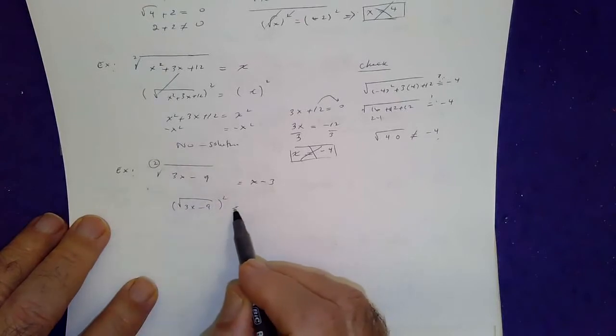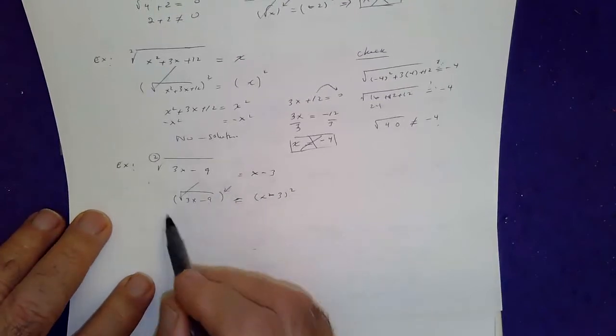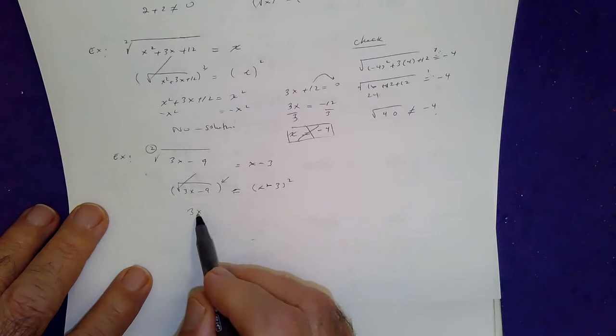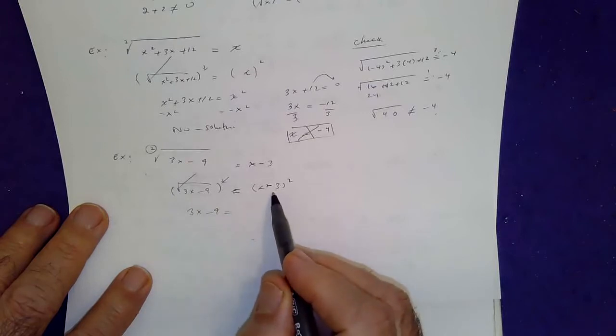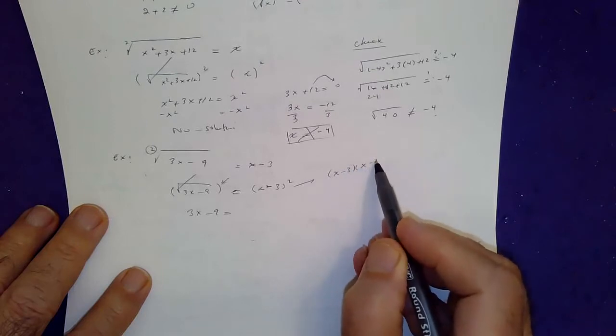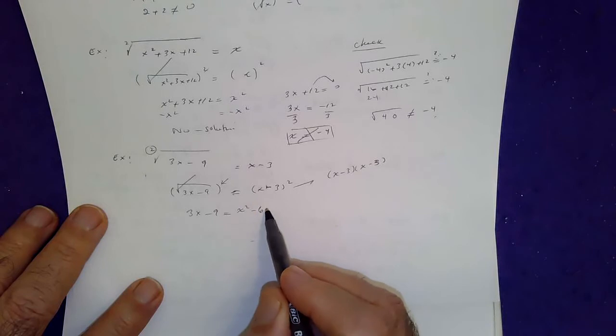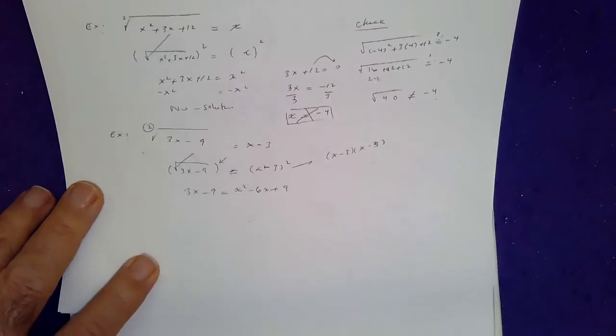This guy, you have to raise both sides to the power of 2 because what? The index is 2, correct? Like so. Here on this side, the radical gets to be wiped out. But on the right side, I have to what? Expand this and multiply it by itself twice. When you do, you get x squared minus 6x plus 9.